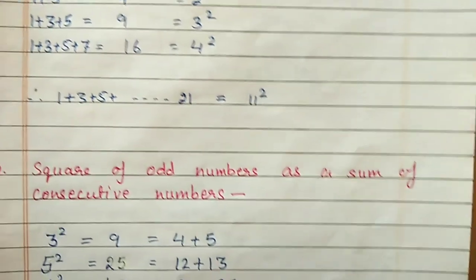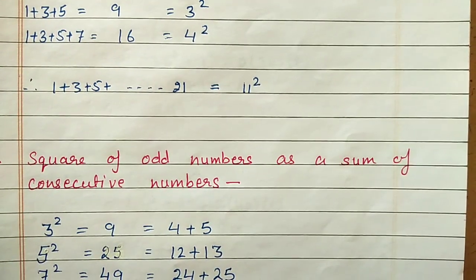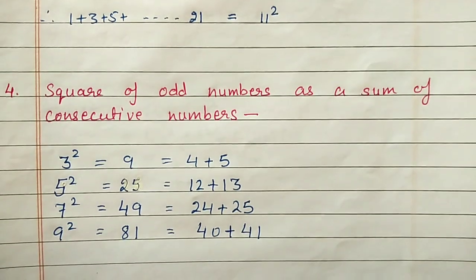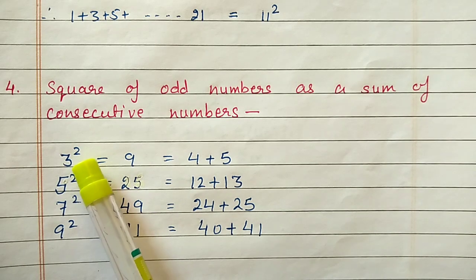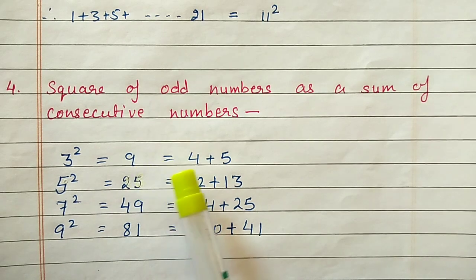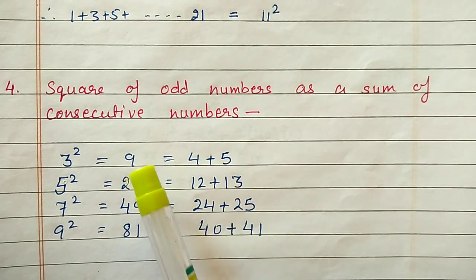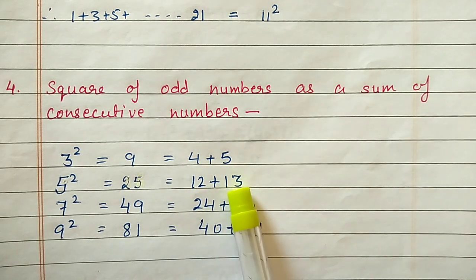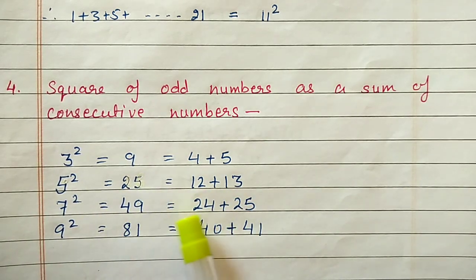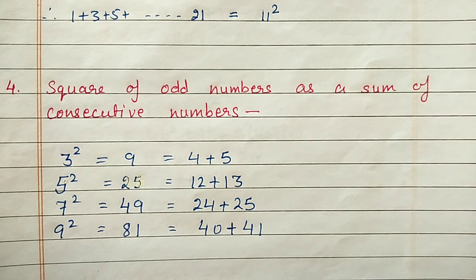Fourth pattern is square of an odd number as the sum of consecutive numbers. So the square of an odd number we can write as a sum of consecutive numbers also. For example, 3 square. 3 square is 9. 9 we can write as 4 plus 5. 5 square is 25, which we can write as 12 plus 13. 7 square is 49, which we can write as 24 plus 25. 9 square is 81, which we can write as 40 and 41.